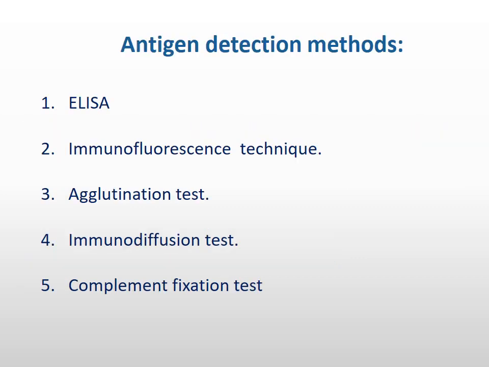How can we detect the antigen? We can use the antigen to detect infectious and non-infectious disease, so how can we detect the antigen itself? There are several detection methods for the antigen. The most commonly used method is ELISA, that is enzyme linked immunosorbent assay, followed by immunofluorescence assay, agglutination test, immunodiffusion test, complement fixation test, etc. But the most common is ELISA. Okay.